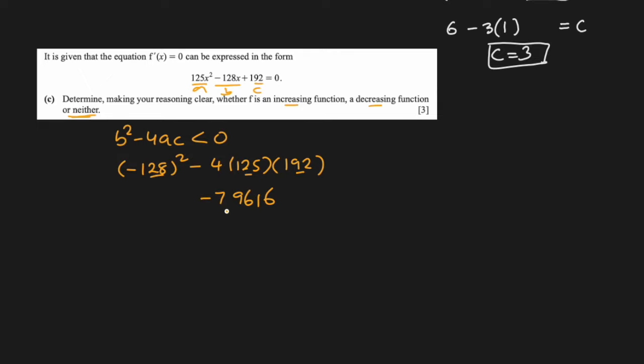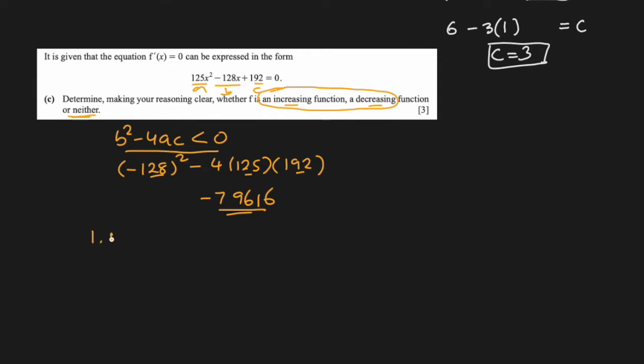What I'm getting here is minus 79616, as expected. A very big negative number, which is this. That means it is either an increasing or a decreasing function. Confirmed. So now we have to see whether it is increasing or decreasing. Now we have to differentiate.